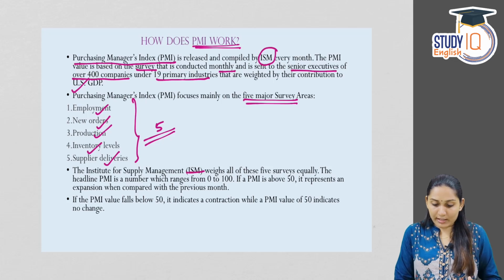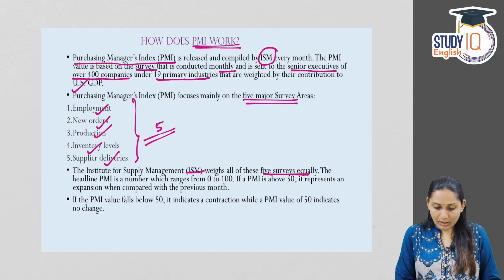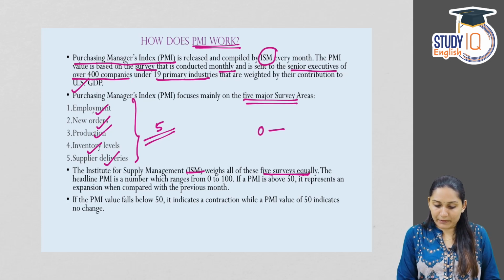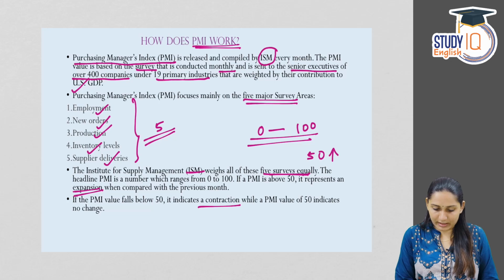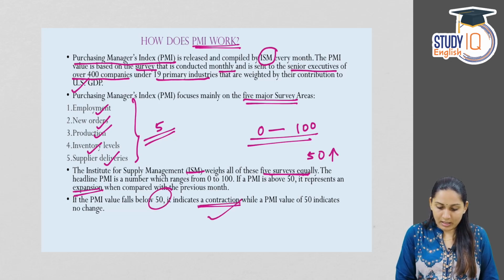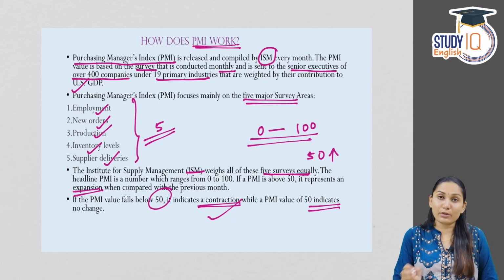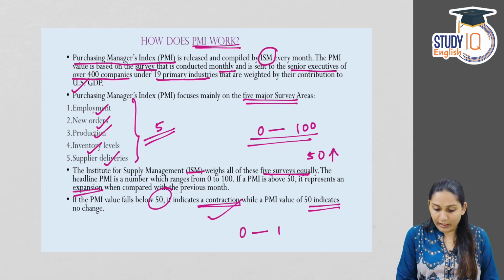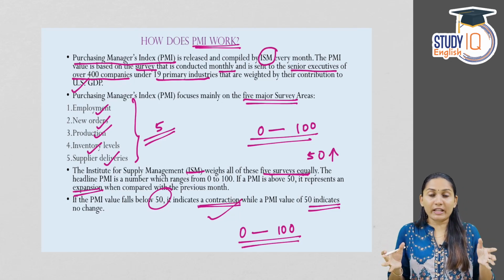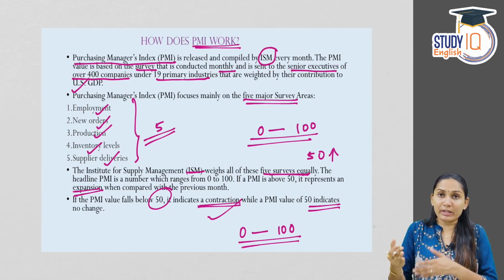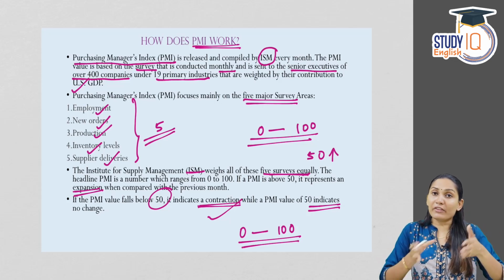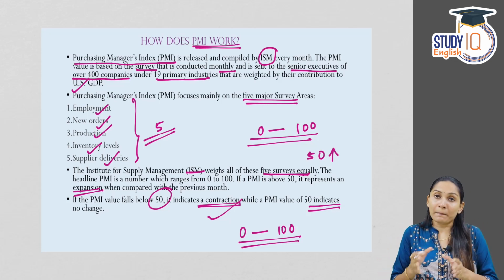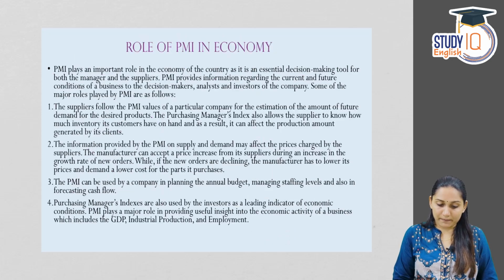ISM weighs all these 5 survey areas equally. And the headline PMI is a number between 0 and 100, and if the PMI is above 50, it represents an expansion, and if it's below 50, it means that there is a contraction. If it's 50, it shows that there is no change. This you have to remember. So this index value is between 0 and 100. This is the range of the index, and if the value is above 50, it shows there is an expansion in business activity. If it's below 50, it shows a contraction, and if it's 50, it shows that there is no change in business activity.